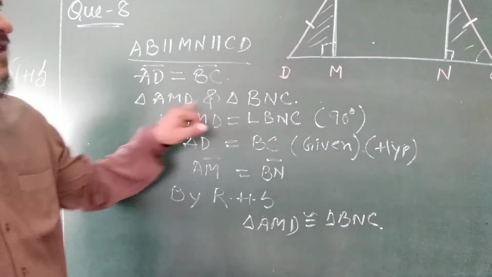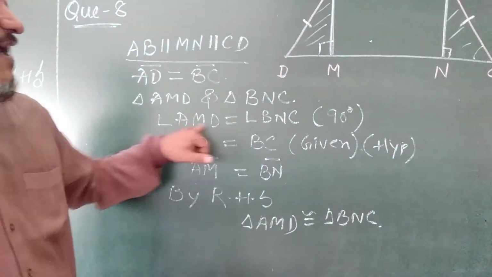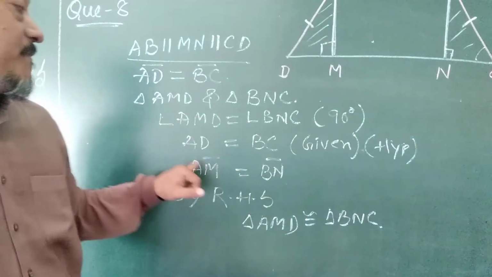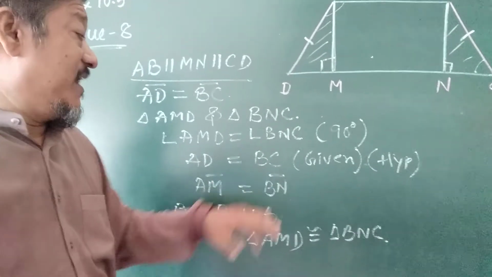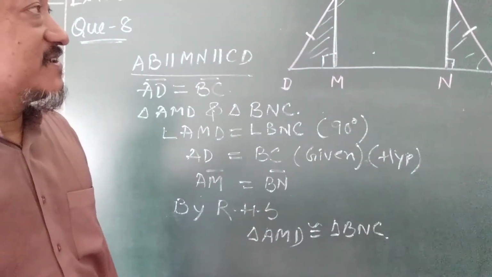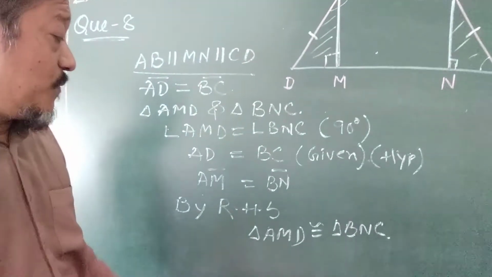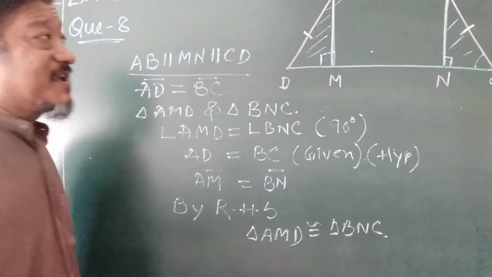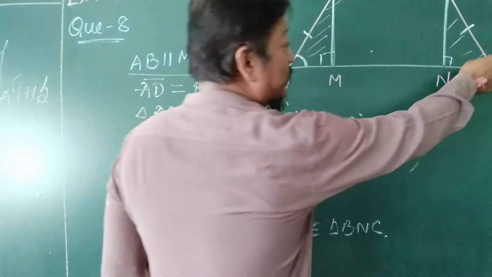First of all, in these two triangles, angle M and angle N are equal to each other because of the 90 degree perpendicular. AD is equal to BC, the non-parallel sides are given as equal, and AM and BN, which we had drawn as construction, are equal because the distance between two parallel lines is always equal. So by RHS, these two triangles are congruent to each other, hence by CPCT the remaining parts are equal.